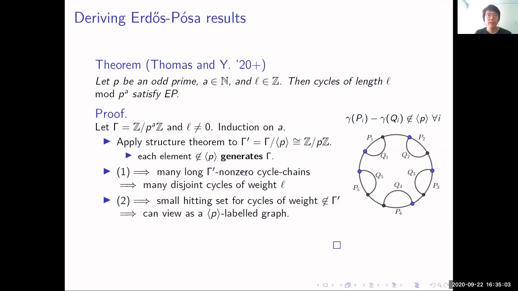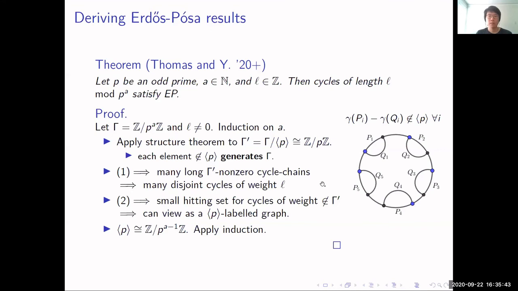Then that means everything inside this highly connected part can actually be viewed as this subgroup labeled graph, because we can get rid of everything that's not in this subgroup. That requires some arguments, but as soon as you don't have any of these cycles that are not in the subgroup, we can assume that the group is now this subgroup labeled. This subgroup is isomorphic to Z mod P to the A minus 1 Z, so we can apply induction. Okay, so that proves this theorem.